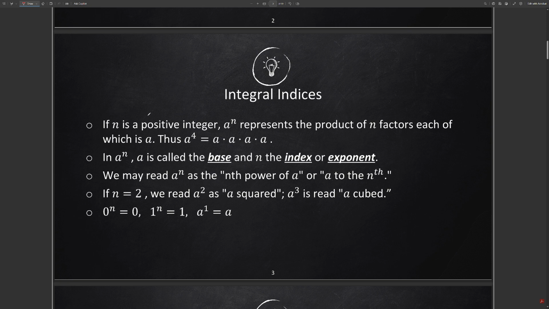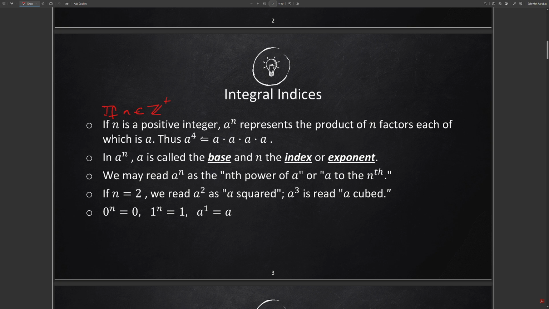So if n is a positive integer, another way this can be asked is if fancy n, and then we use e, which you know from our first lecture as element of, and it's a positive integer, so we could put Z plus, so it could look like this as well, right? Or it could look like this in words. So if n is a positive integer, a to the power of n, this is read as a to the power of n, represents the product of n factors, each of which is a.